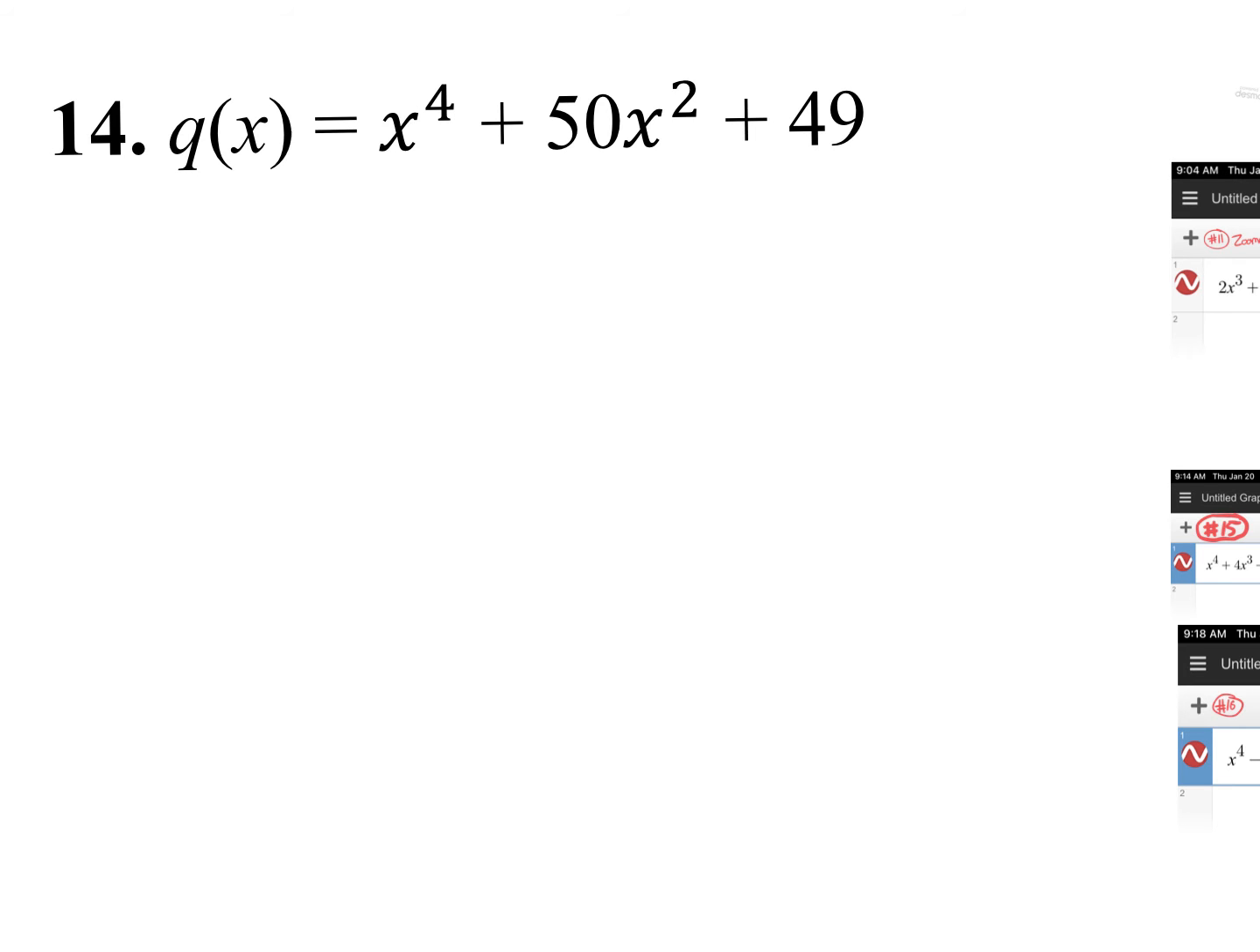Right here, we have to resort to our factoring skills, right? This is a trinomial. I could make it look like a quadratic. Let's do that. I could make it look like something squared plus 50 times that same something plus 49, and I could actually factor it and then solve. But what should belong right here inside the parenthesis in order for it to still be an x to the 4th? X squared. I mean, x squared.